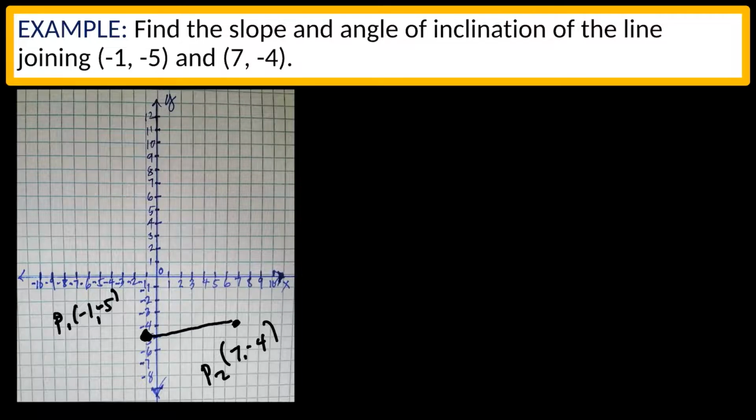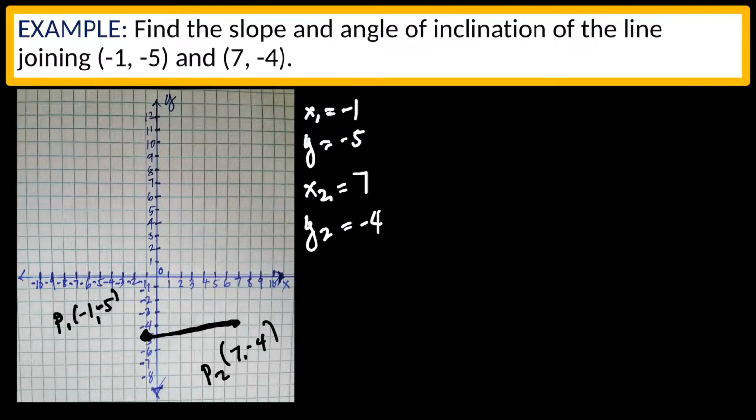If we're going to connect these points, okay, that is the line, and so we're going to solve for the slope of this line and the angle of inclination. All right, now let's note down the given. So we have x sub 1 is equal to -1 and y sub 1 is -5, and we have our x sub 2 equals 7 and y sub 2 equals -4.